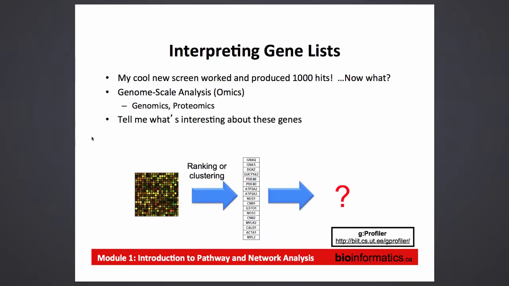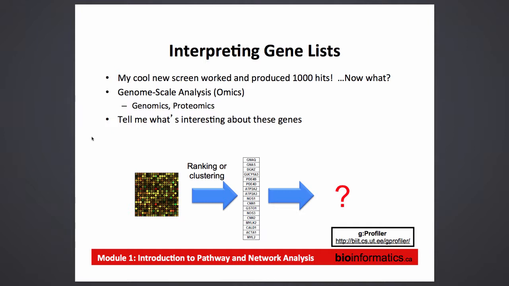So the premise is the following. You've performed your new super cool screen that nobody has even heard of, or maybe you sequenced a lot of genomes, or you did some RNA sequencing in order to understand transcriptomics. And then that screen or experiment produces 100 or 1,000 genes. And your PI or your collaborators tell you, so what is interesting about these hundreds or thousands of genes? How do they fit our experiment? Or why should we care about those hundreds or thousands of genes?